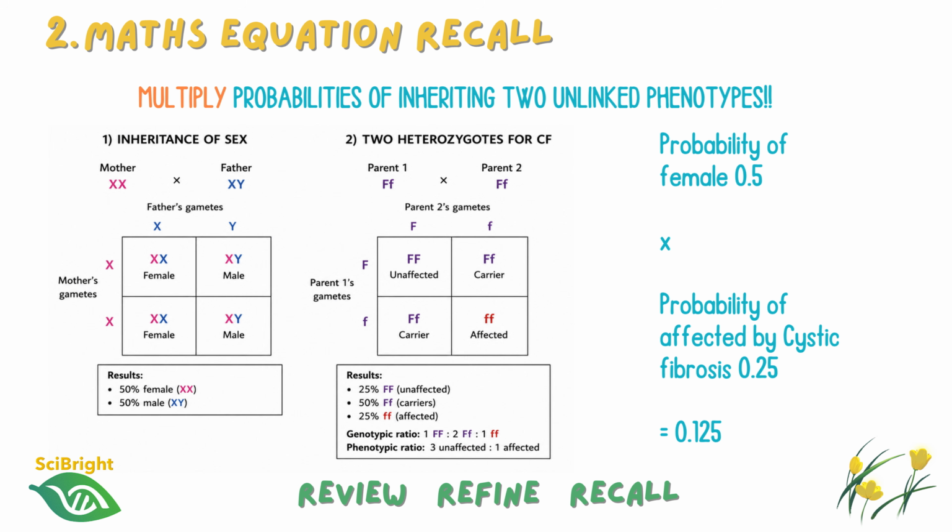For example, what is the likelihood of this couple having a girl with cystic fibrosis? You need to multiply the probability of having a girl, 0.5, by the probability of a child having cystic fibrosis. For two heterozygotes, this would be 0.25. So the probability of a girl with cystic fibrosis would be 0.5 times 0.25, which is 0.125 or 12.5%.